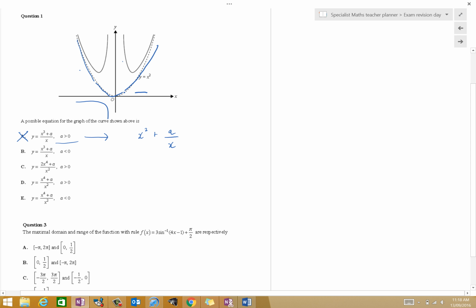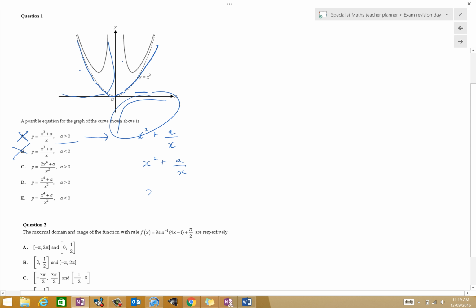Now, if I then have a look at the other one, x squared plus a on x, but this time a is less than 0, then I've got a coordinate something like this. If I added that together, then I reckon it could be that. But if you have a look over here, if I subtract that ordinate away from x squared, then it's going to be under the graph, so it can't be that one either.